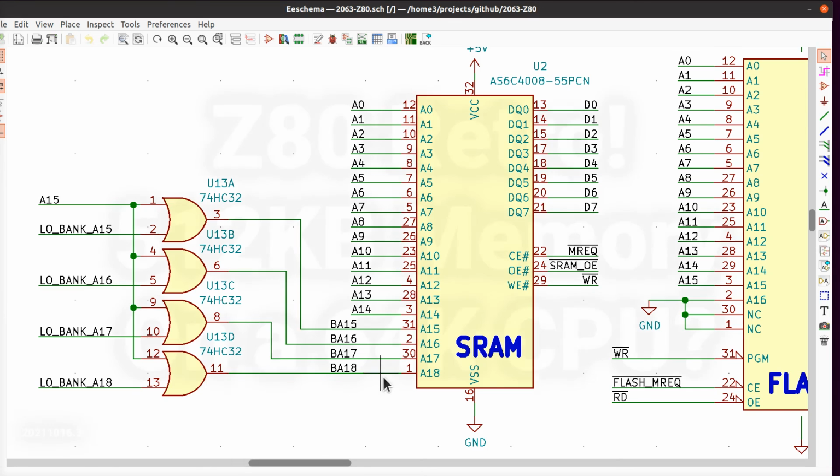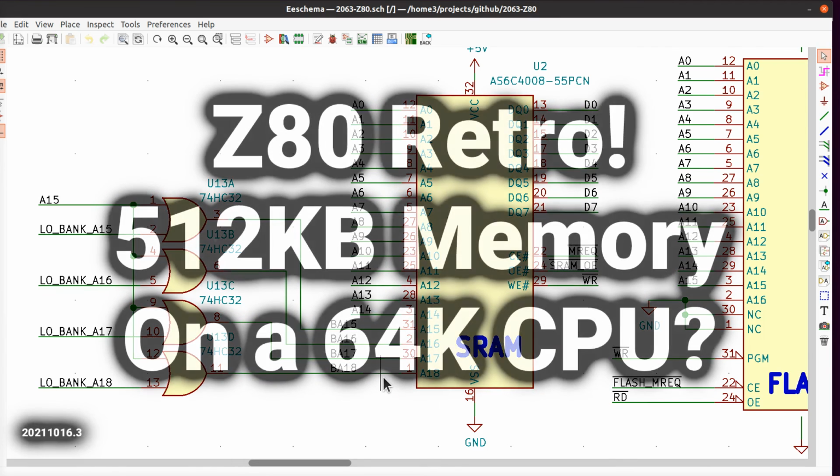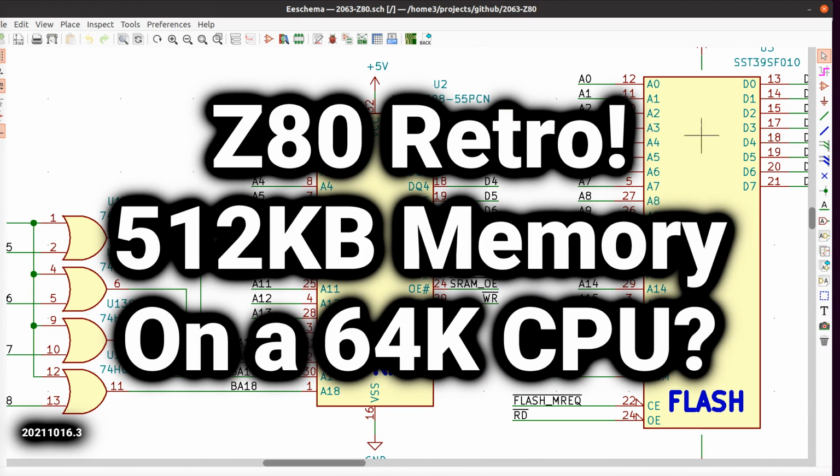At this point, we can now start looking at how to boot this up and write code that runs out of the flash.